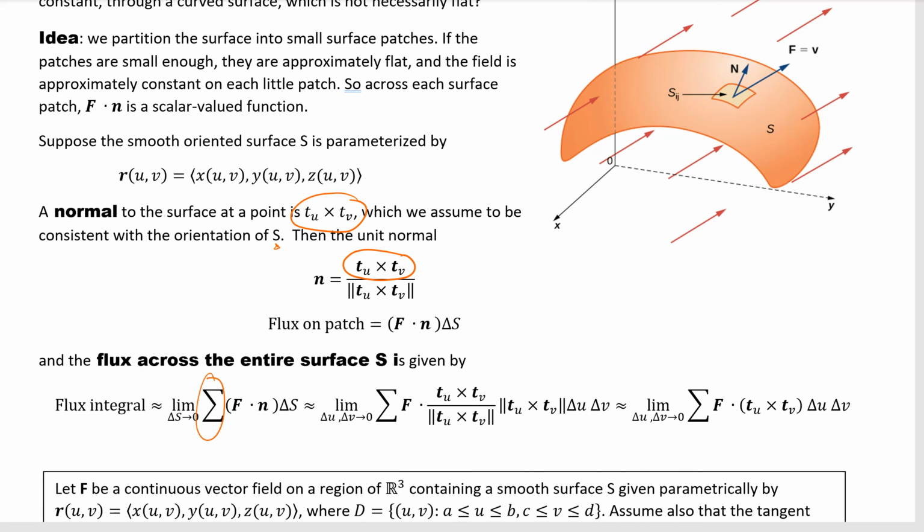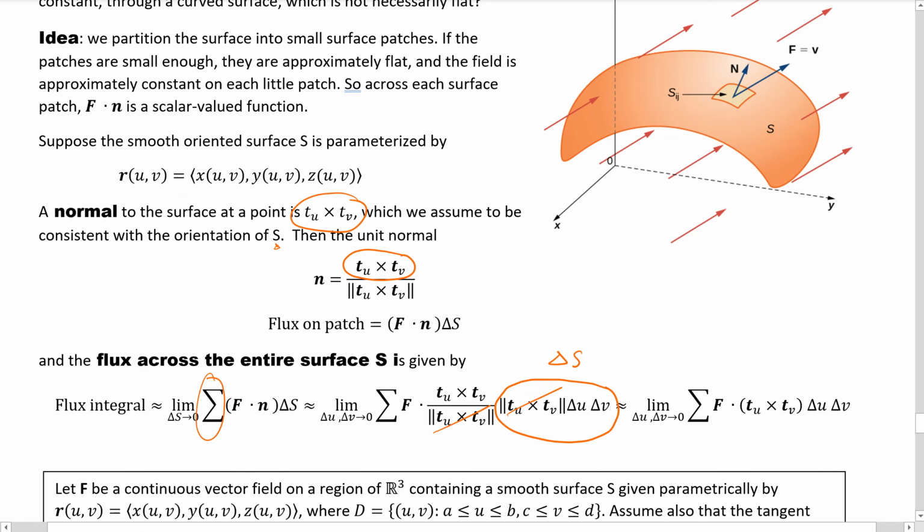Yes. So, what is N? N is the cross product over the magnitude of it. But last time we talked about the surface area differential equals the magnitude of the cross product times change of u, change of v. And now, see, this cancels. So we only have F dot the cross product times change of u and change of v. So this is the flux.